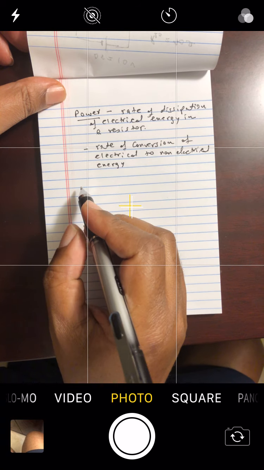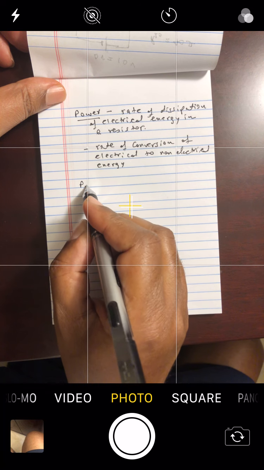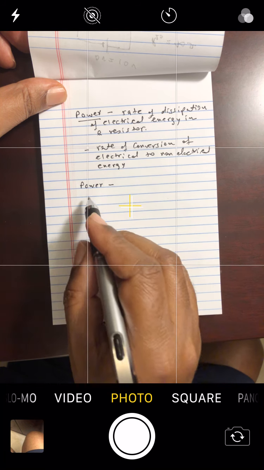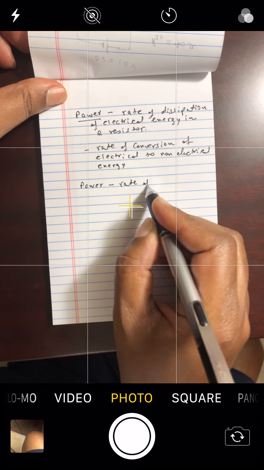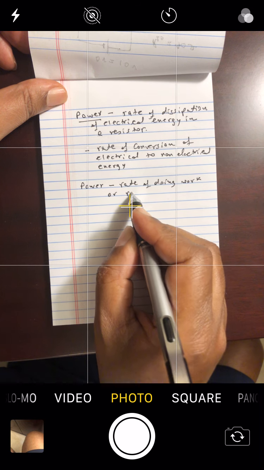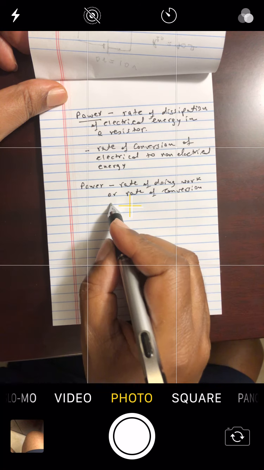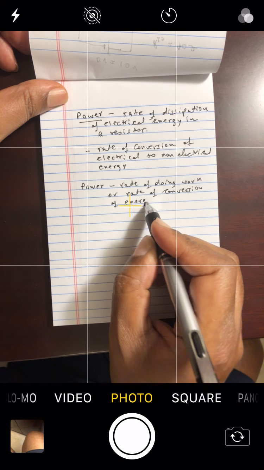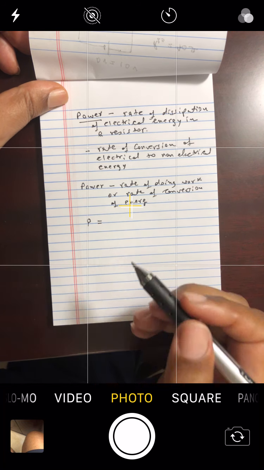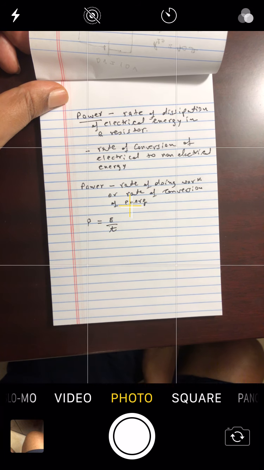Now, if you remember, the general definition of power is the rate of doing work or rate of conversion of energy. So power, if you use P for power, is basically the work divided by time, or energy divided by time. This will be the definition of power.